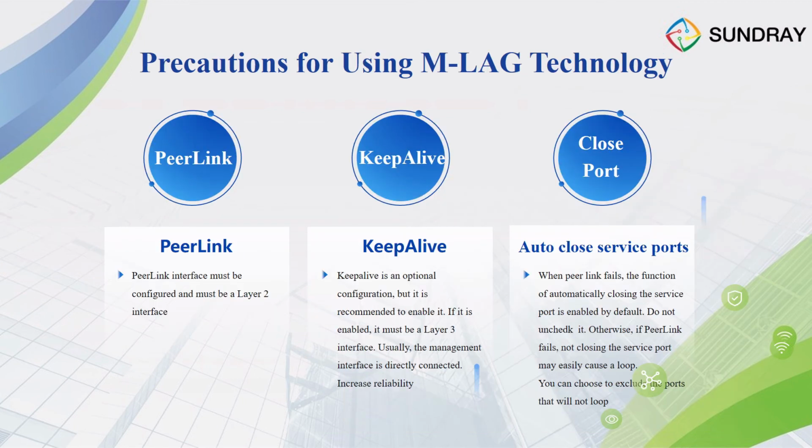Here are the precautions for using MLAG technology. First is the peer link. We need to make sure the peer link is a layer 2 connection. We recommend that it can also be a trunk. And the keep alive port is optional. It must be a layer 3 interface. The keep alive port is used to check if there are multiple masters.